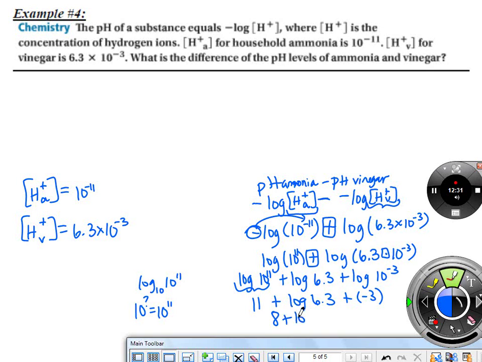If I wasn't allowed a calculator here, I could at least still simplify to this much. And if I was allowed a calculator, I could calculate the log of 6.3 and add that to 8, which is equal to 8.8 as a final answer. So remember, we're using the properties to help us manipulate problems and, in the future, to simplify equations.